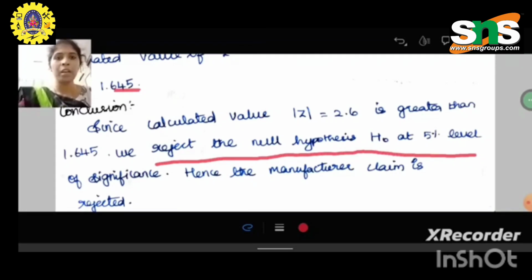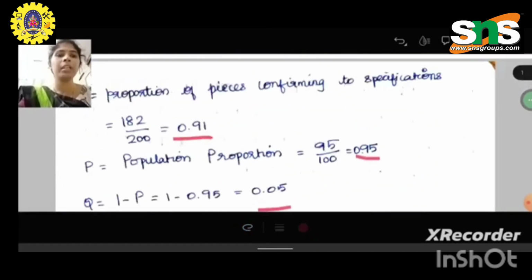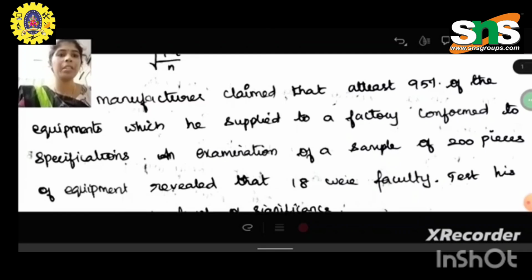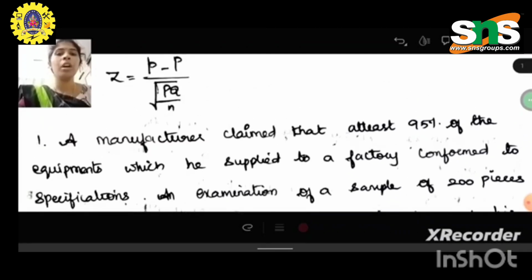That is, he claimed that 95% of his equipments will be error free. Therefore, his claim is rejected here.